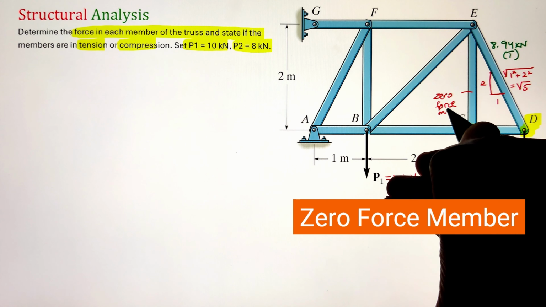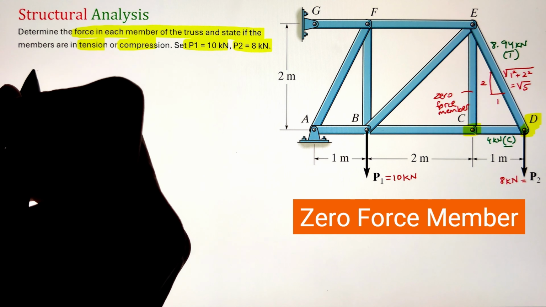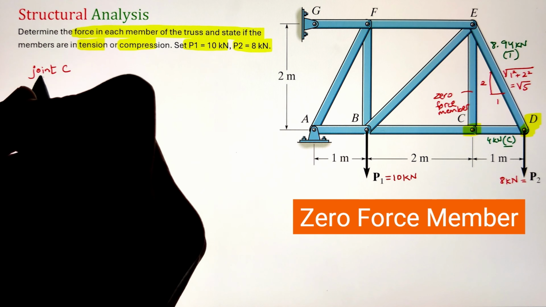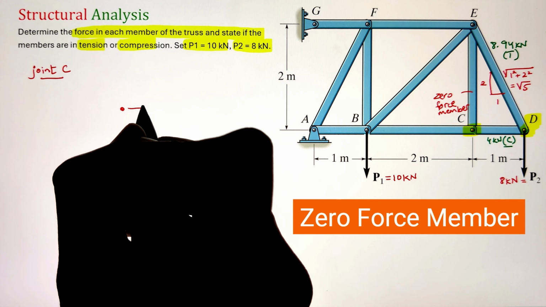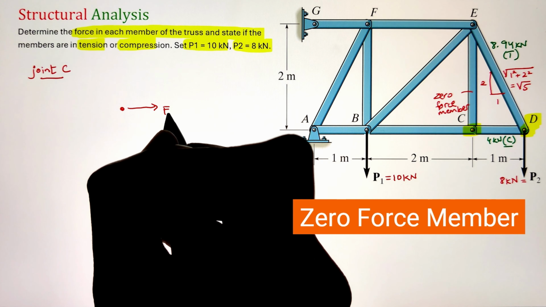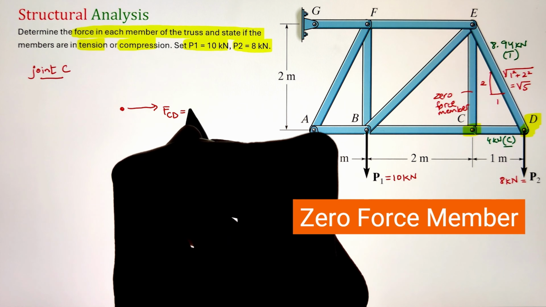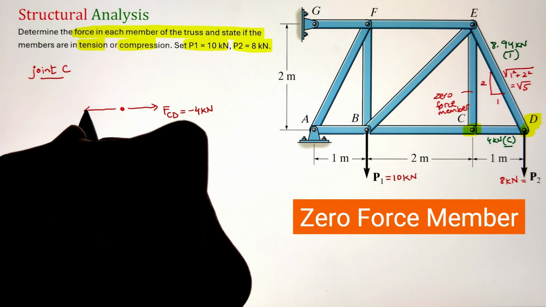Now, looking at joint C, I can say there is a zero force member present here, because one of the rules is: if a joint has three members and there is no external force or support present on the joint, and two of the members are collinear in the same line, whereas the third member is not, then the third member will be our zero force member.